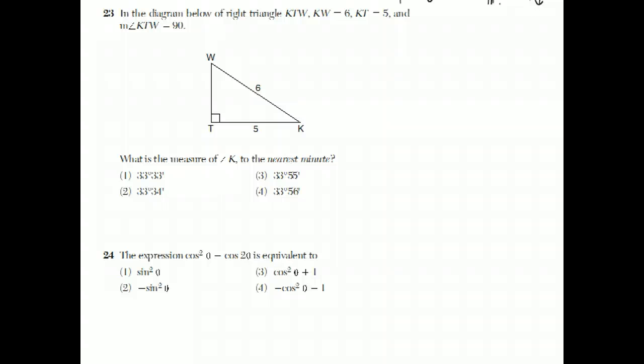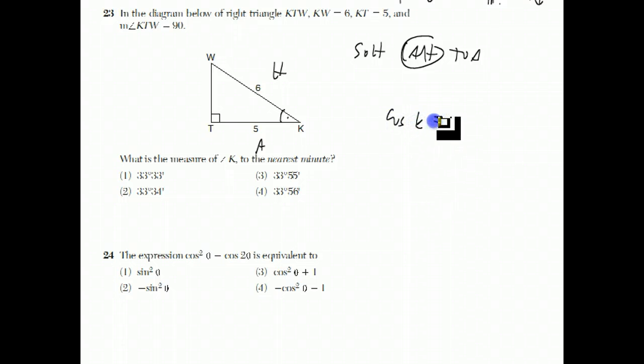In the diagram below, we got a side of 6 and a side of 5. They want to know what is the measure of angle K. Well, we use SOHCAHTOA for this. In relation to this angle, the 6 is the hypotenuse and the 5 is the adjacent, so we can use cosine. So cosine K equals adjacent over hypotenuse. And to get the answer for K, we do cosine inverse of 5 over 6.